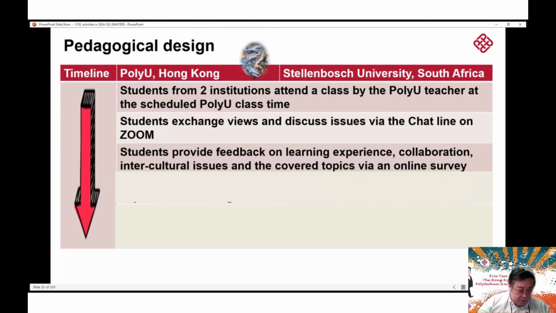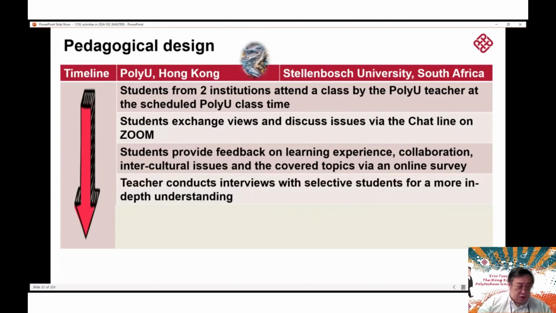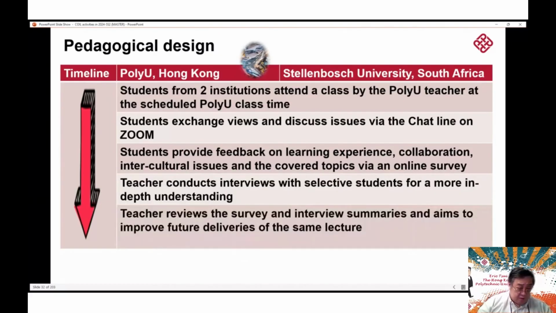They express their views and preferences via a survey. The teacher conducts follow-up interviews with selected students for a more in-depth understanding, right? And the teacher reviews the survey and interview summaries to find out what can be improved, how to expand the delivery and the teaching method to cater for students from multiple cultures, right? Enhance inclusiveness.